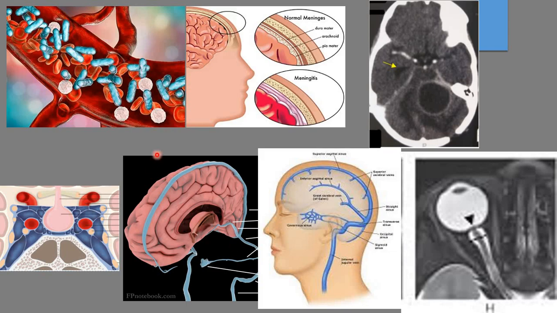I repeat, the complications of lateral sinus thrombosis are septicemia, meningitis, cerebellar abscess, cavernous sinus thrombosis, superior sagittal sinus thrombosis, IJV thrombosis, otitic hydrocephalus, and/or bilateral optic atrophy.